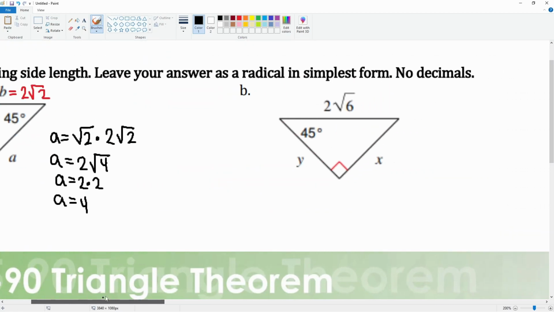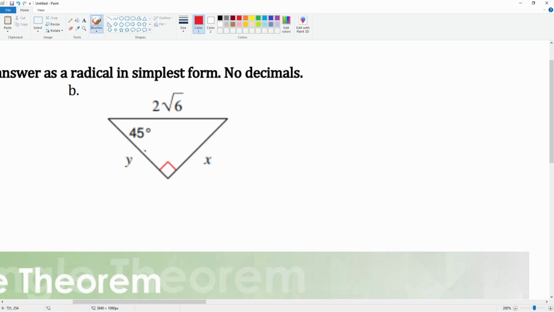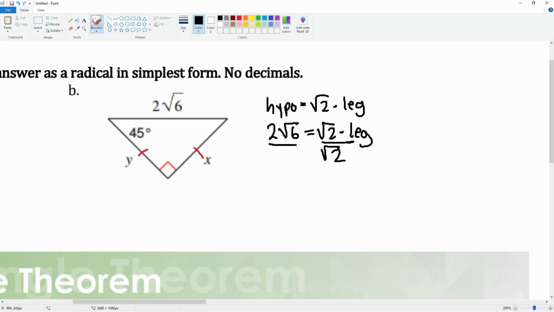Now let's take a look at B. Notice that these are going to be the same. We know that the hypotenuse is equal to radical 2 times the leg. The hypotenuse we already know here, which is 2 radical 6, equals radical 2 times the leg. To get the leg alone, we divide by radical 2. Here's something interesting: we can't leave this as dividing by radical 2, so we have to multiply the top by radical 2 and the bottom by radical 2.